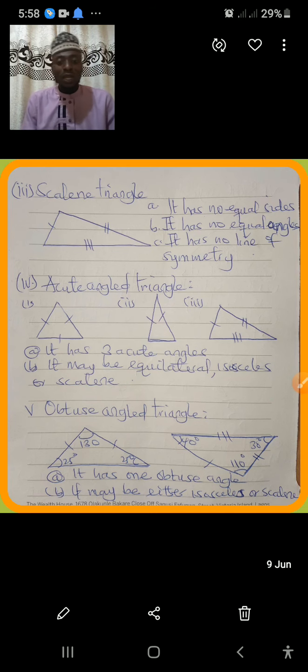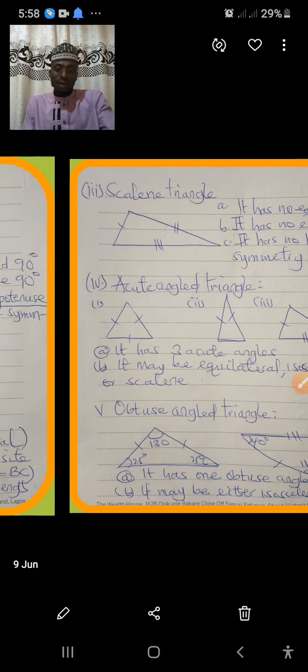Obtuse angle the same way. One of the angles in the triangle will be obtuse. That means an obtuse angle is more than 90 degrees. Look at the example I gave there: 130, 25, 25. If you add it up, you get 180 degrees. So one of the three angles is 130 degrees, more than 90. That is an obtuse angle. Likewise the second one, 110 is more than 90. It makes it an obtuse angled triangle. So based on the interior angles, that is how you classify it.